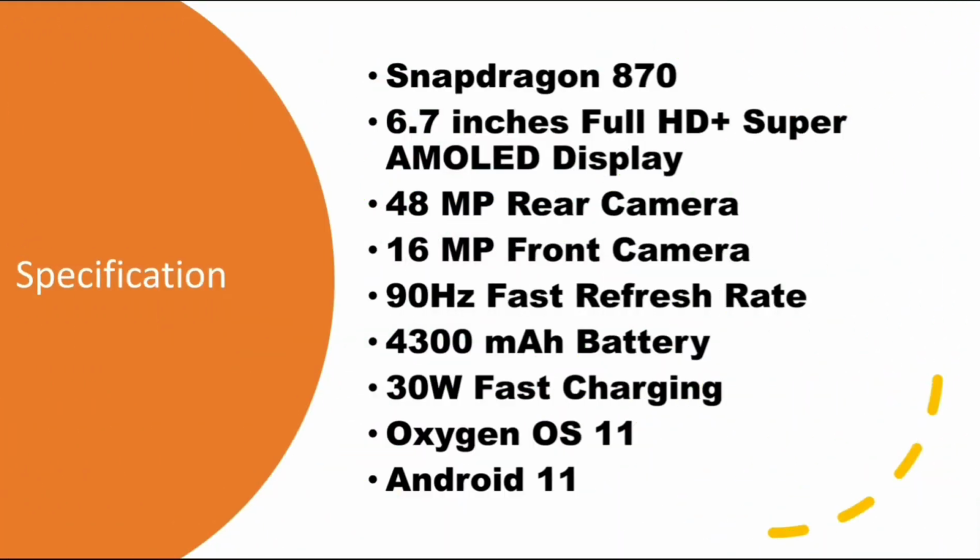The specifications of OnePlus 9 Lite are Snapdragon 870, 6.7 inches Full HD plus Super AMOLED display, 48 megapixel rear camera, 16 megapixel front camera, 90Hz fast refresh rate, 4300 mAh battery, 30 watt fast charging, Oxygen OS 11 based on Android 11.